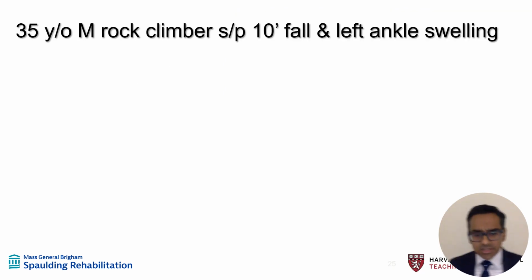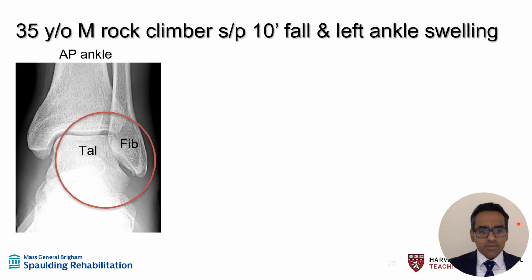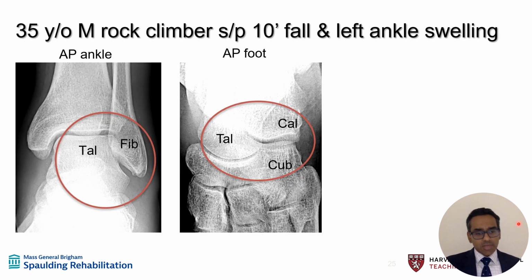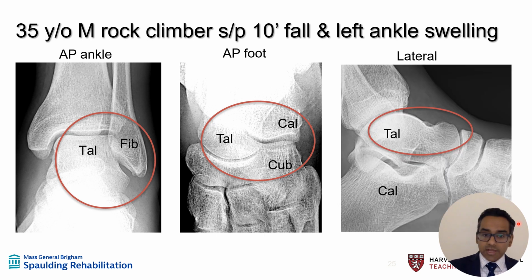The next patient that we're going to talk about here is a 35-year-old male rock climber. He falls about 10 feet while climbing, and he has lots of ankle swelling afterwards. Again, because of the acute trauma to the injury, we'll start with some x-rays. So we get a classic AP x-ray, a classic midfoot x-ray, and then a lateral. And what we're looking at in all these pictures is any obvious signs of a fracture or major injury. And I don't really see much here on these images. This is a pretty healthy looking ankle from these perspectives.